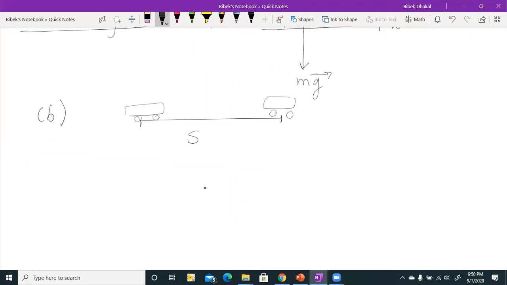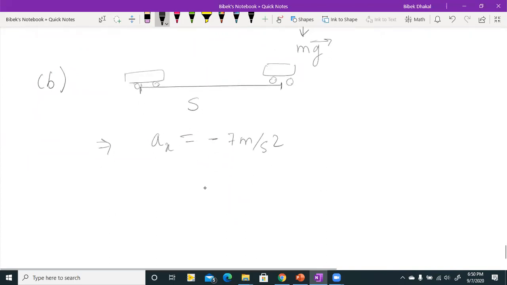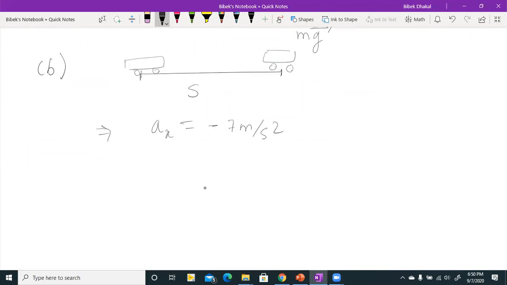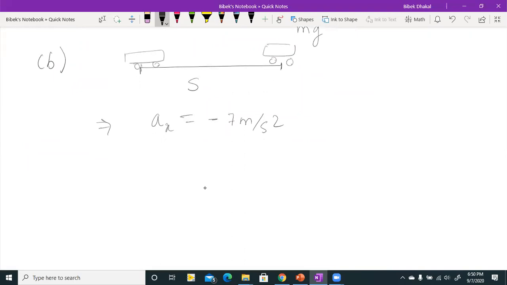So you can do it. You need to calculate the distance, and you're given the acceleration. The acceleration is given as a_x is -7 meter per second square. Why I'm taking negative is that the brakes are in the opposite direction to the motion. So always, if the acceleration is acting in the opposite direction of the motion, like in the case of a projectile, you take the acceleration as negative, because it's decreasing the velocity.